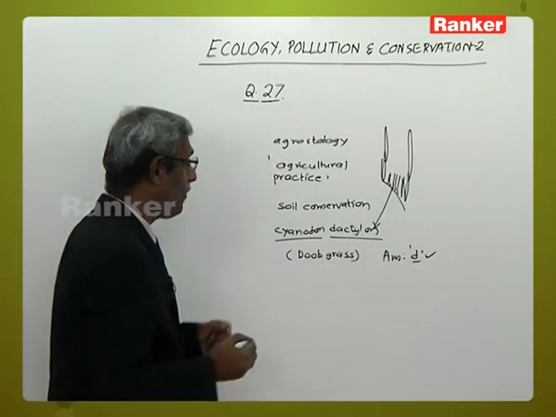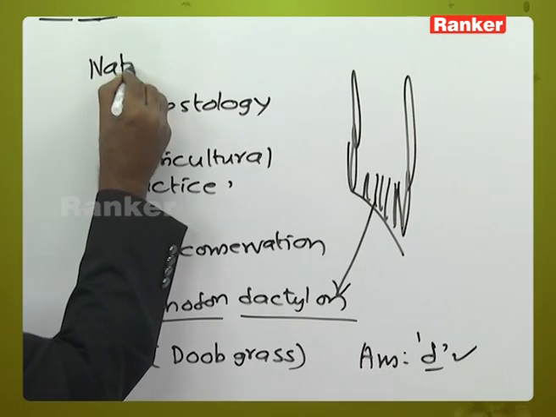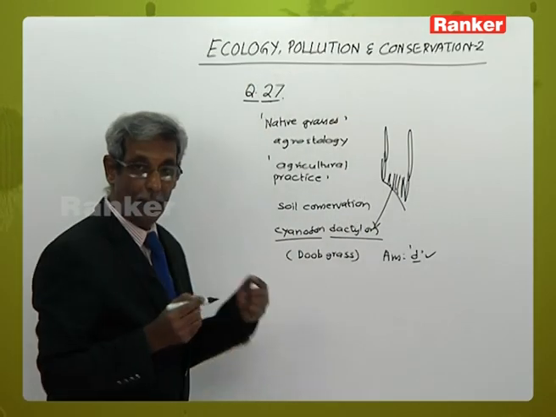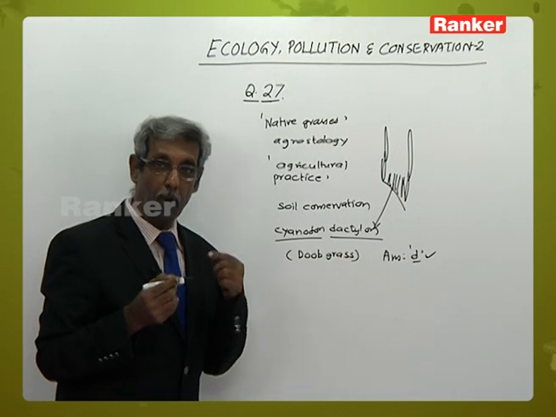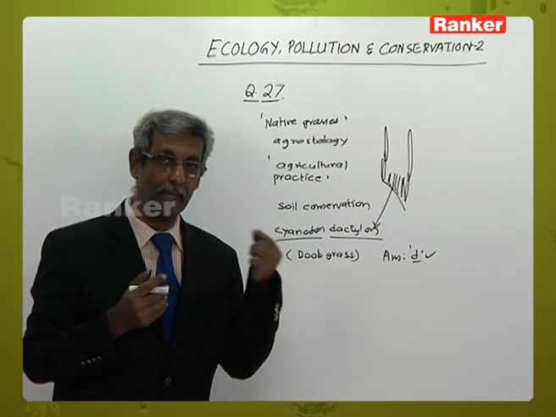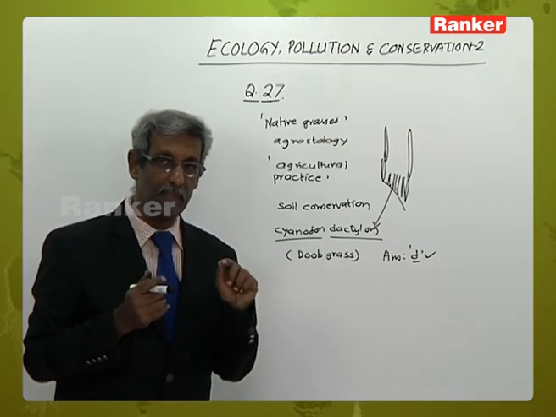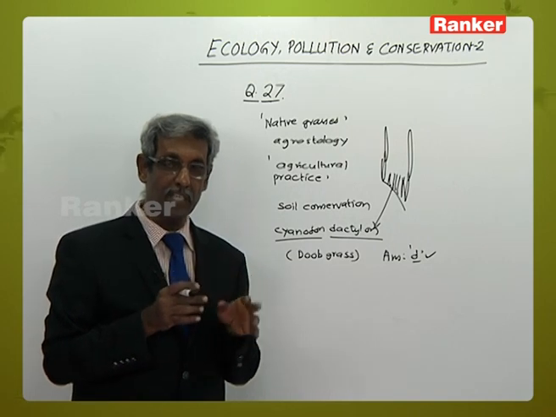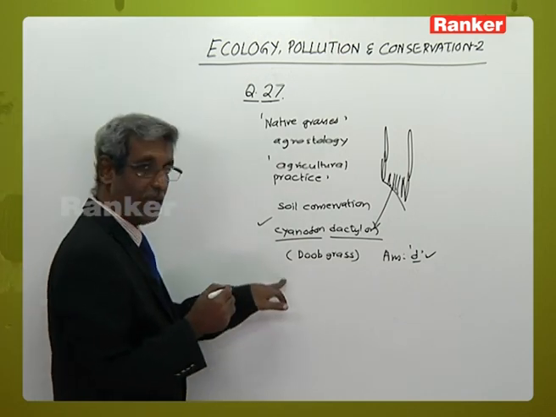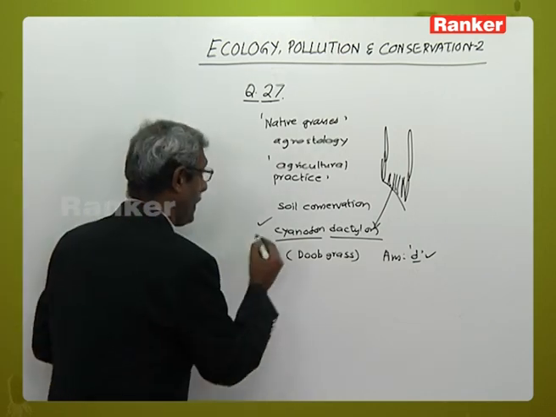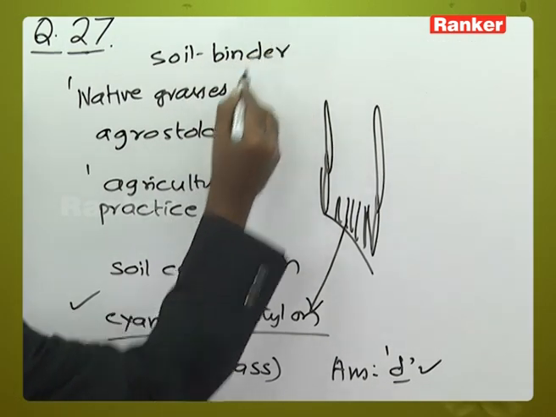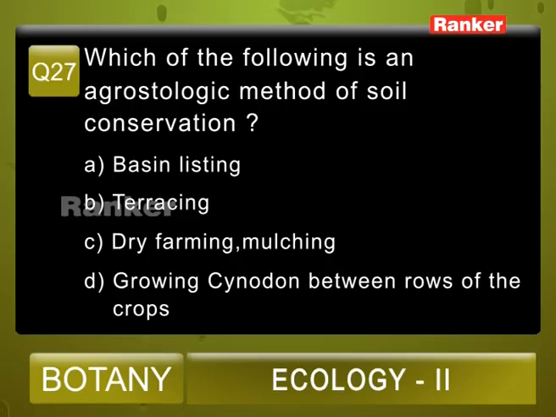So, presence of native grasses in the natural habitat is a very important method of soil conservation. If we have invasive grasses, if we have grasses coming from some other country and we try to use the invasive grasses in natural habitats, it results in spread of diseases. So, a natural grass like cynodon dactylon or doob grass is a very important soil binder. And it prevents topsoil erosion. Answer is D.